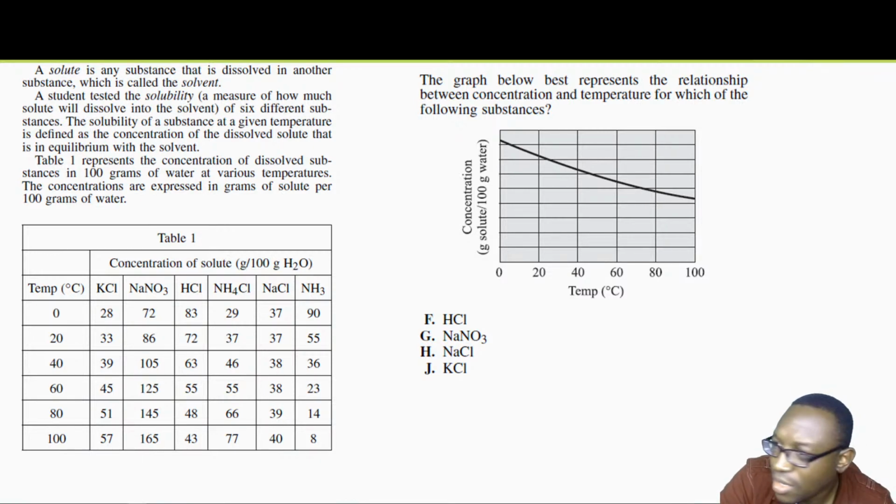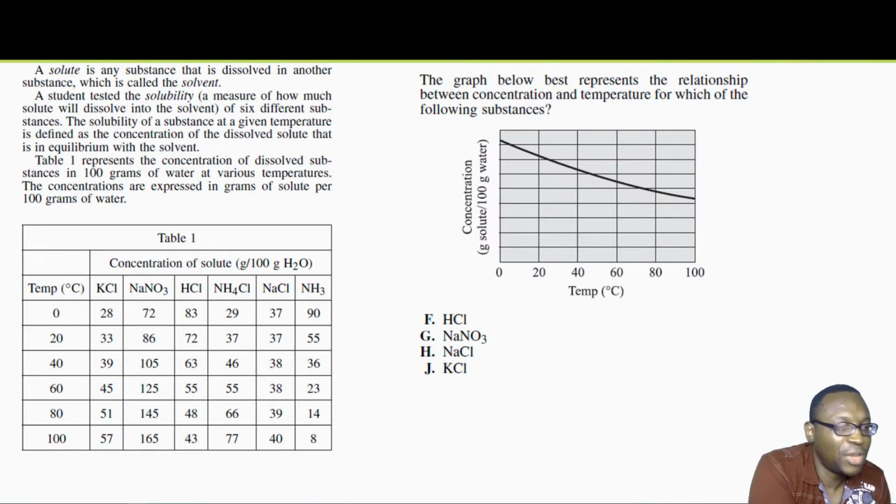Okay, so let's take a look. Let's look at the graph and look at the options. The good thing with this test is that they give you some ideas of what possible options to explore. So if you look at F right here, let's start with F, HCl. What happens at HCl? At 0 is about 83.